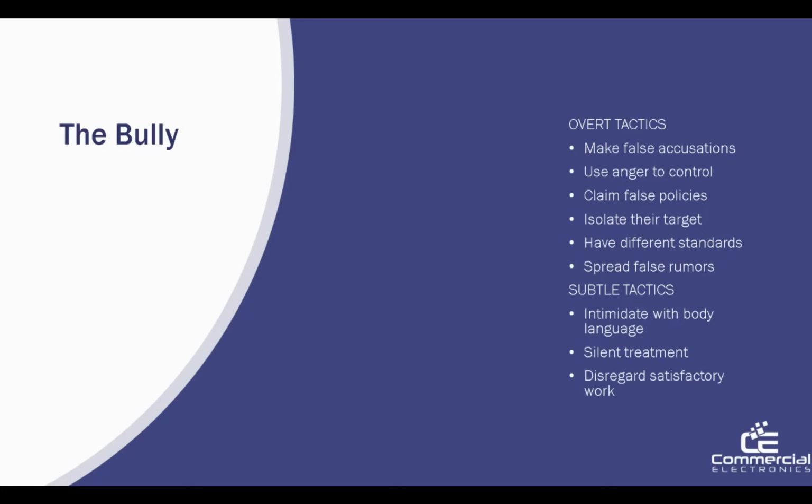And not all tactics used by bullies are as overt as these. They'll do things that are extremely difficult to prove, like they'll use body language to intimidate others. They'll use the silent treatment to try to cut their target off from the group. And they'll disregard satisfactory work. The CTO that I mentioned earlier had a certain order that she would put the paperwork in when she would compile an arrest packet for the officers. If her trainees didn't put the paperwork in that exact order, she told them it was incorrect.